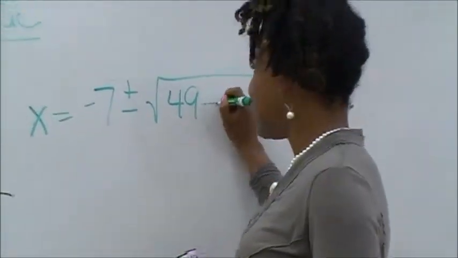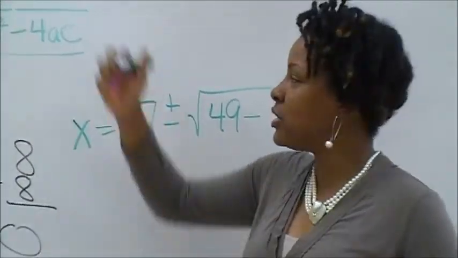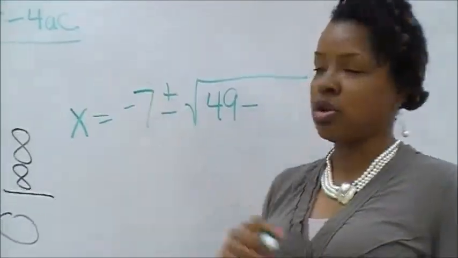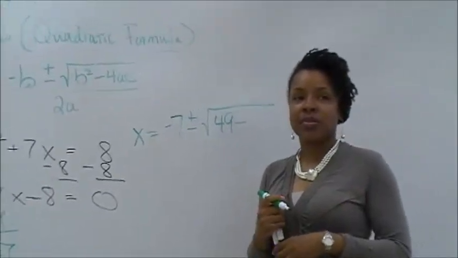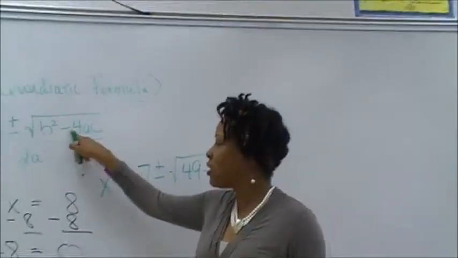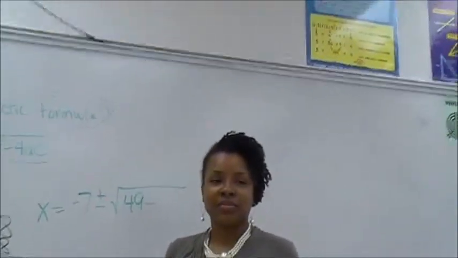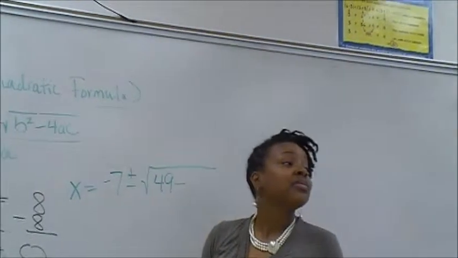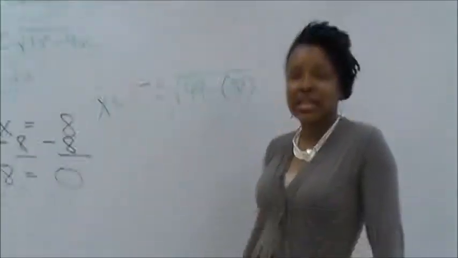Minus 4AC. This means 4 times A times C. So what would that be? 4 times 1 times negative 8. That's all. Don't think too much. 4AC. 4 times 1 times negative 8. Negative 32. 4 times 1 times negative 8 is negative 32.